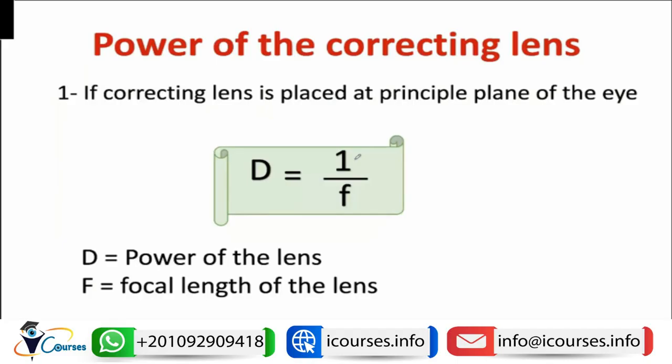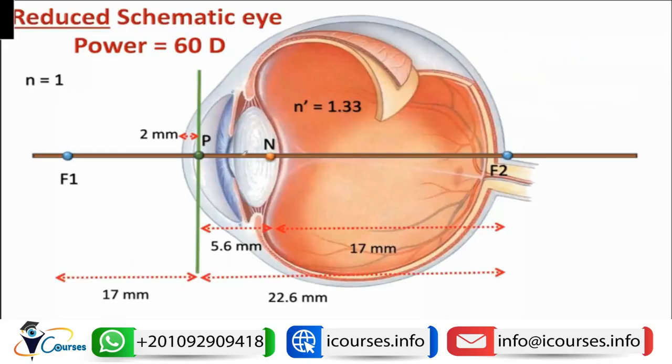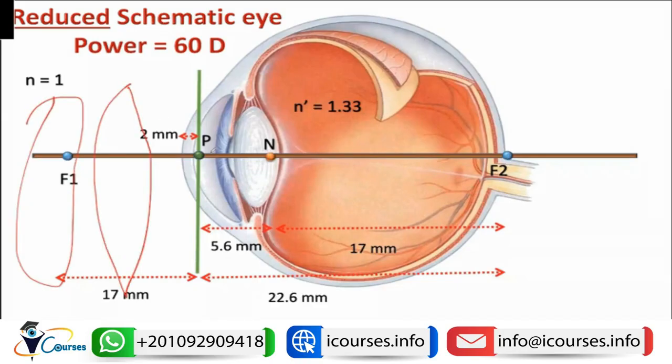So how do we calculate the power of the correcting lens? It will be the same principles. If the correcting lens is present at the principal plane of the eye, then the power of this correcting lens will be equal to 1 divided by the focal length. However, we don't put the spectacle at the principal plane, which is at 15 millimeters, but at 13 millimeters, what's called the spectacle plane. So we don't put it here, but we put it here at a closer distance to the eye.